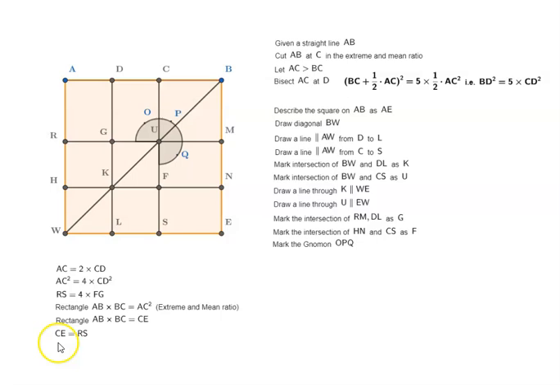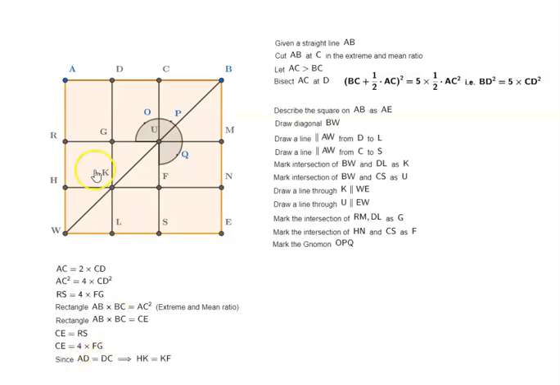So CE is equal to RS. How did we get this? Because AB by BC is AC square. AB by BC is CE. AC square is what? AC square is RS. And AB by BC is CE. So CE is equal to RS. So that means CE is also equal to 4 times FG.